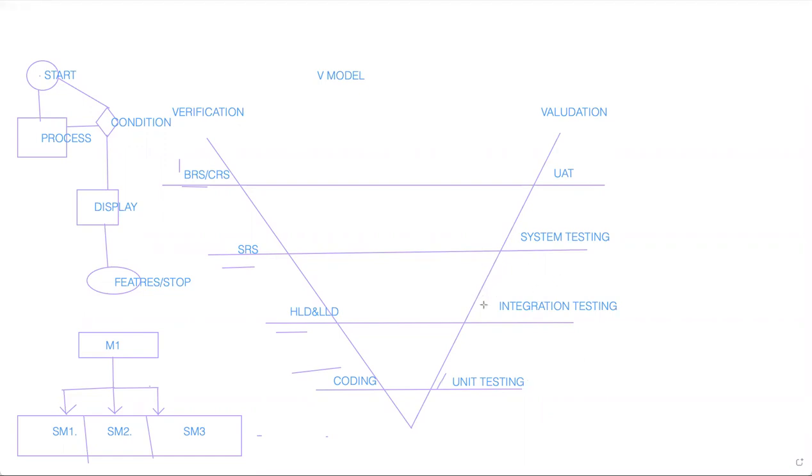So integration testing also will be done based on the HLD. So HLD and LLD, what will happen in HLD? We have the main model. The main model is the complete software project application model, and the LLD will have the submodules of a project or application. So integration testing is also done by the developers. It's also called white box testing.